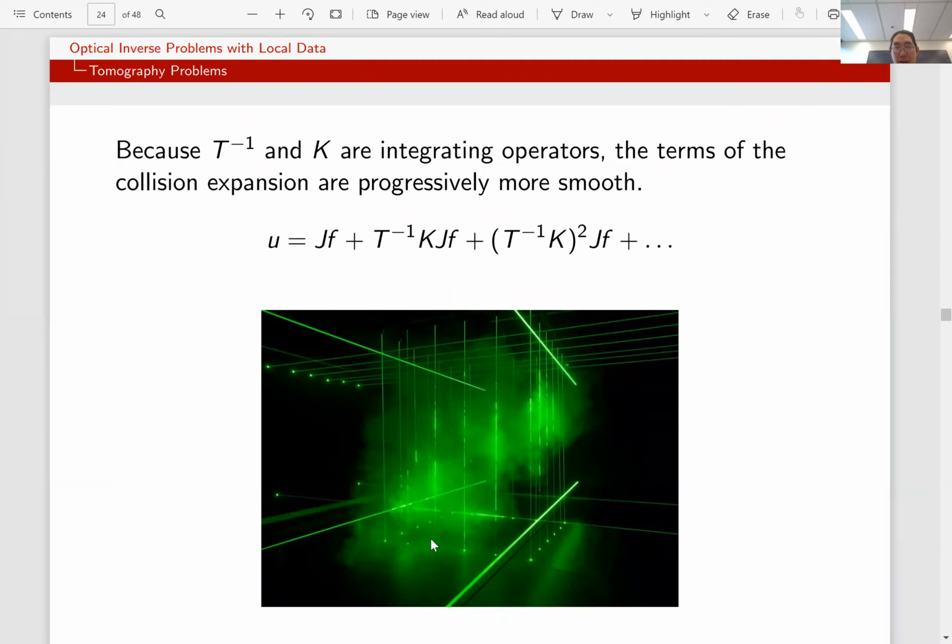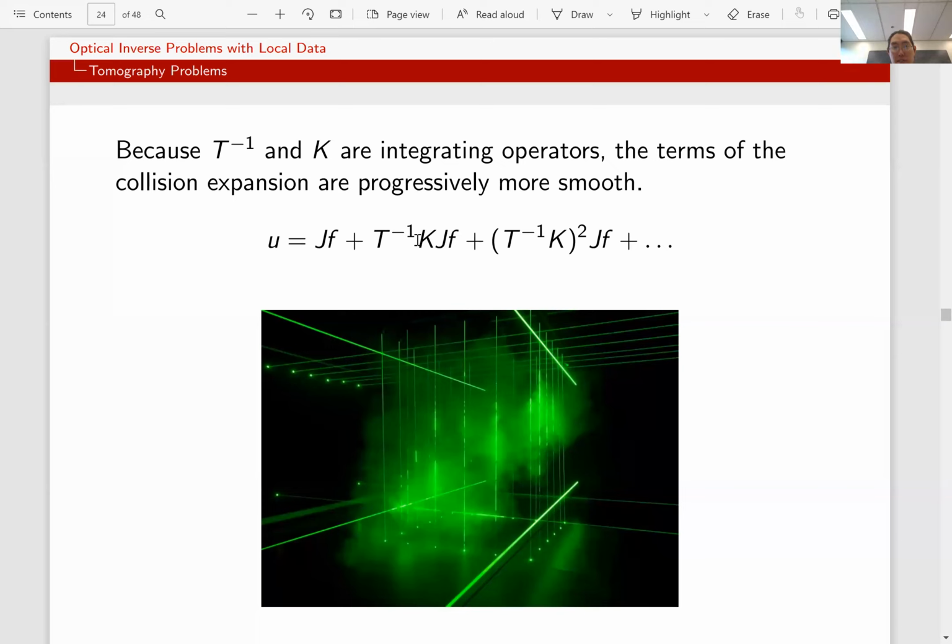So how do you see JF? You have to be on this line, looking in the right direction, and then you'll see a very, very bright source. It's only supported on this very, very small set. When you apply T inverse K to it, you're integrating JF up along angles over all of this set. And then you're spitting it out according to the transport equation again.